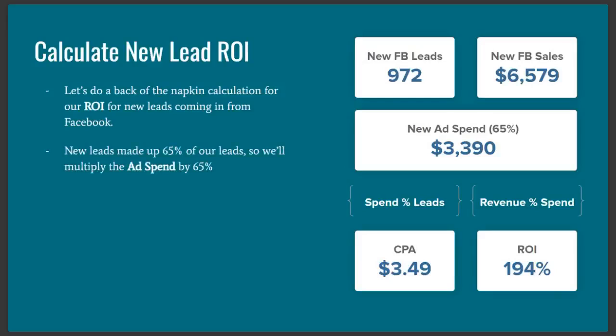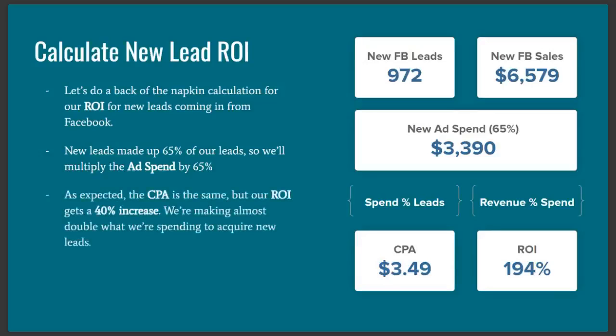Now, like I said, this is not 100% accurate, but it's going to be close enough for the calculation that we're looking to do. As expected, CPA is the same because we spent the same amount and we made the same amount of money, but our ROI gets a 40% increase. We're looking at an almost 200% ROI, right? We're making almost double what we're spending to acquire new leads. So for every old lead we bring in, we are losing $1.80. For every new lead we're bringing in, we're gaining almost $4.